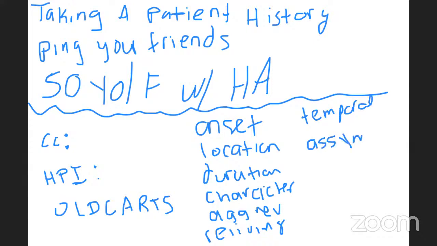Okay, so you can apply this to any chief complaint that you get when you go see a patient. So let's do it for this patient scenario. So 50-year-old female with headaches. If you use the OLDCARTS mnemonic, what questions are you going to be asking to get through the OLDCARTS mnemonic?